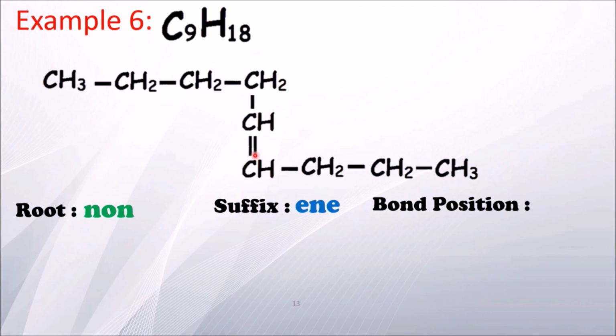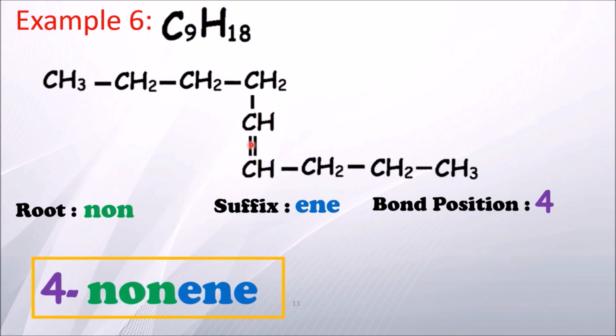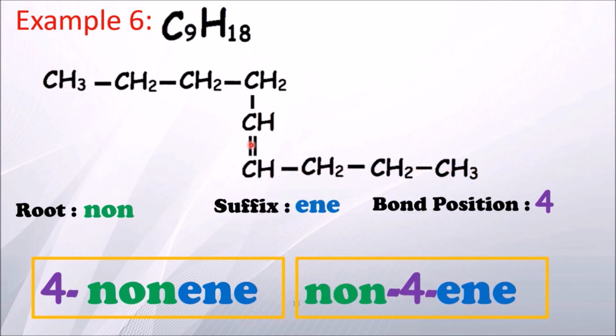First of all, let's count from the top here. 1, 2, 3, 4, 5. So in that direction, the double bond position is 5. Now let's count from the right to the left. 1, 2, 3, 4. In this direction, the double bond position is 4. So which one do we choose? You have 4 and 5. You go for 4 because 4 is less than 5. So the double bond position is 4. Hence, the name is going to be 4-nonene or non-4-ene.